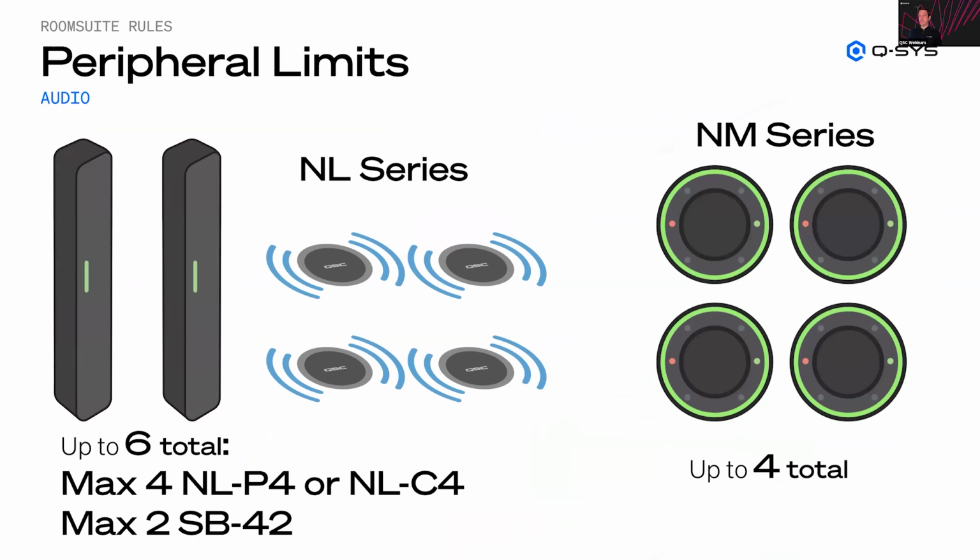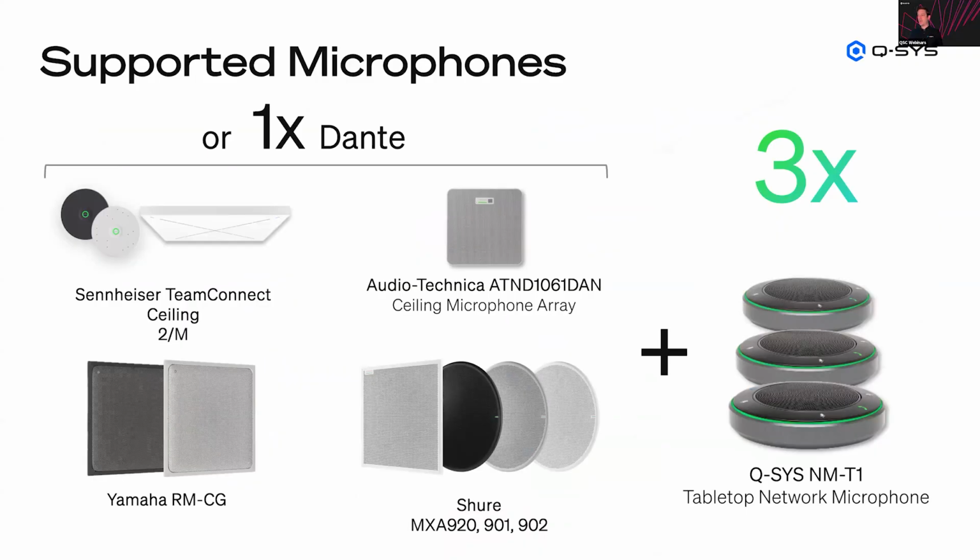There's those peripheral limits again, like I was mentioning: 6 total speakers, 2 bars and 3 pendants or ceiling speakers, and then up to 4 NMT ones. As well as, oh yeah, there it is, the AT. So we support the AT, we support the Shures, those model numbers. Oh, looks like the Yamaha's in there as well. That's cool. And then the Sennheiser Team Connects, the 2, and as well as the new M.